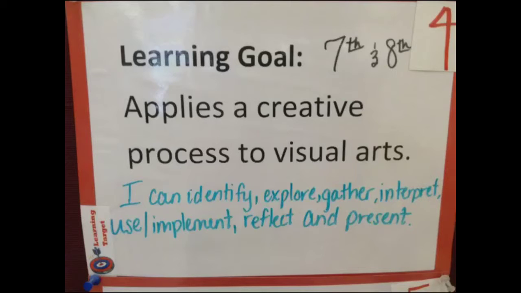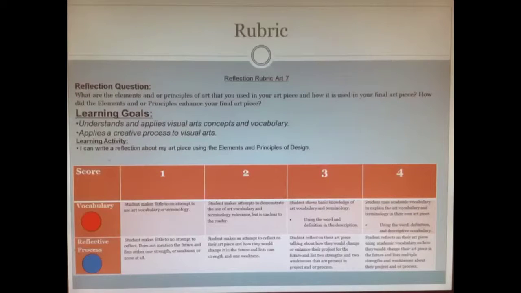In the reflective process, they are explaining two strengths they have in either the art piece or their process, and two weaknesses. They are also looking to the future and explaining what they would like to do differently in the future. They are graded on a 4-point scale. The red dot indicates it is about vocabulary, goal number 1, and the blue dot indicates that it's about the reflective process, goal number 2. This rubric breaks down what each score means.